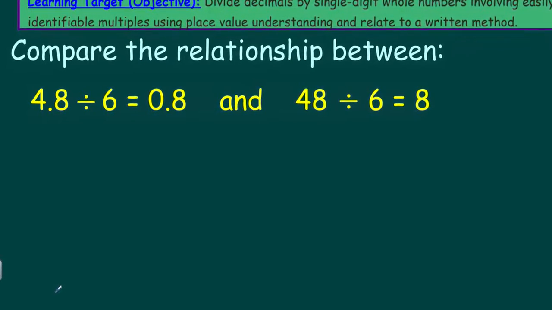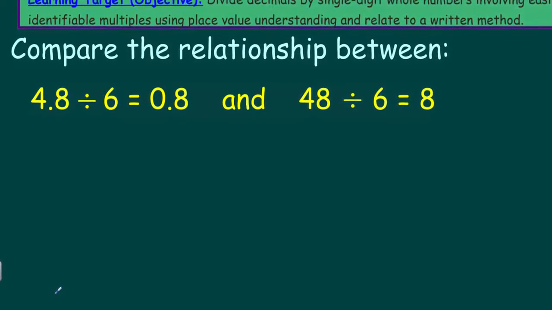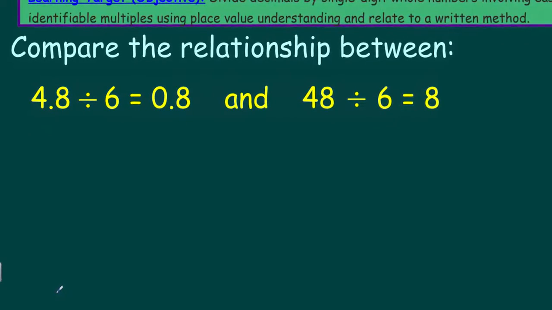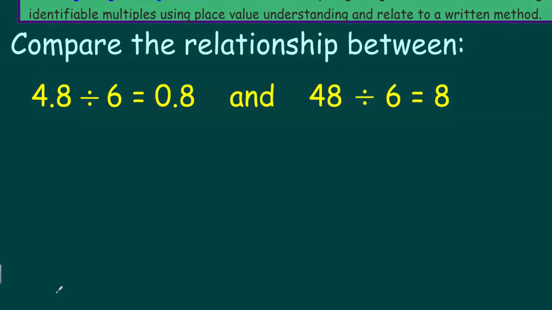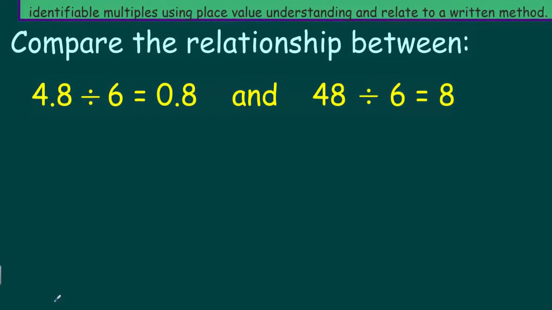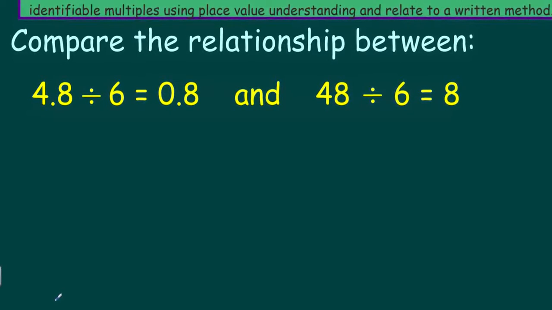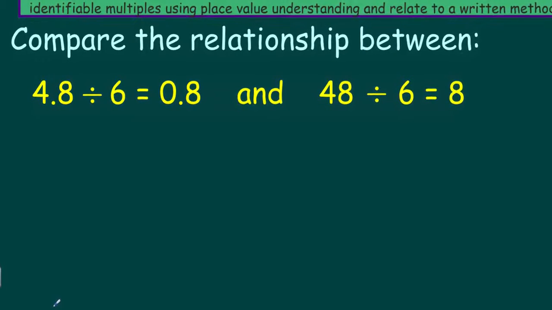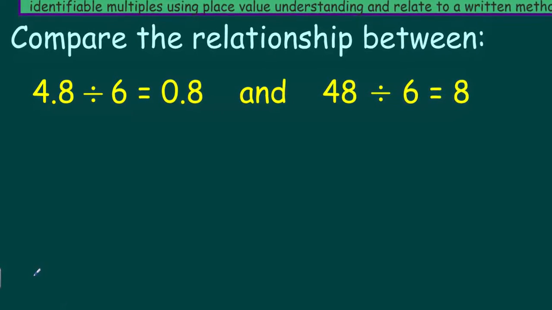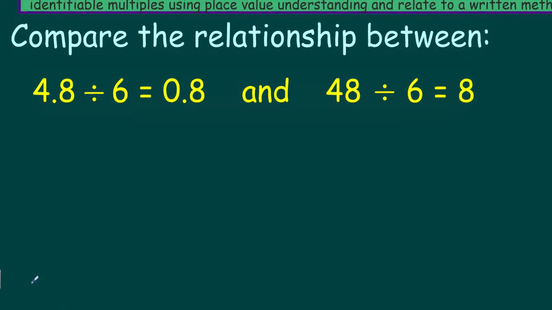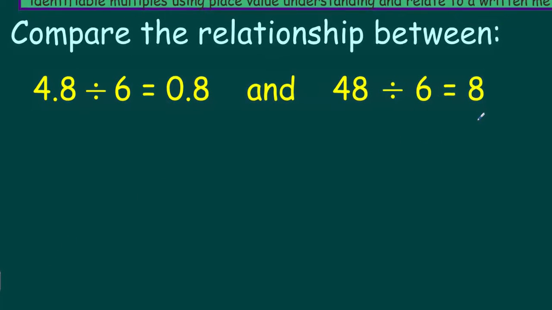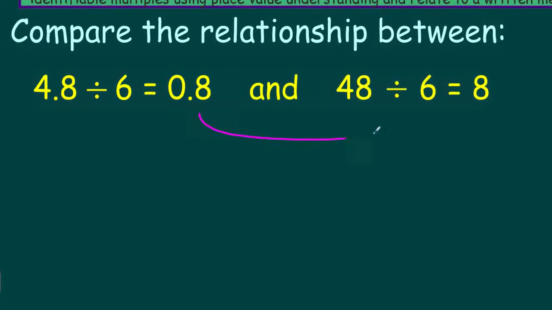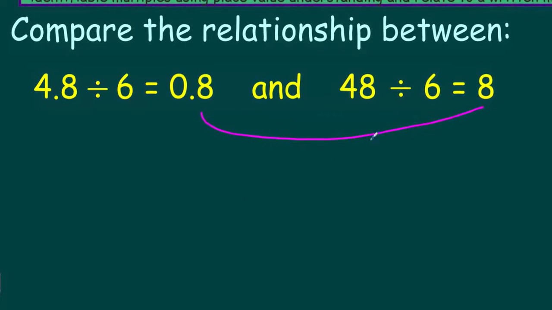I'm wanting to immediately say, well, if we're comparing a relationship, we're looking at these two equations. What kind of relationship do you notice between these two equations? There's something standing out. How are they alike? If we look at this one here, the 48 is 10 times greater than the 4 and 8 tenths. So when we look at the quotient, clearly the 8 over here is 10 times greater than the 8 tenths.